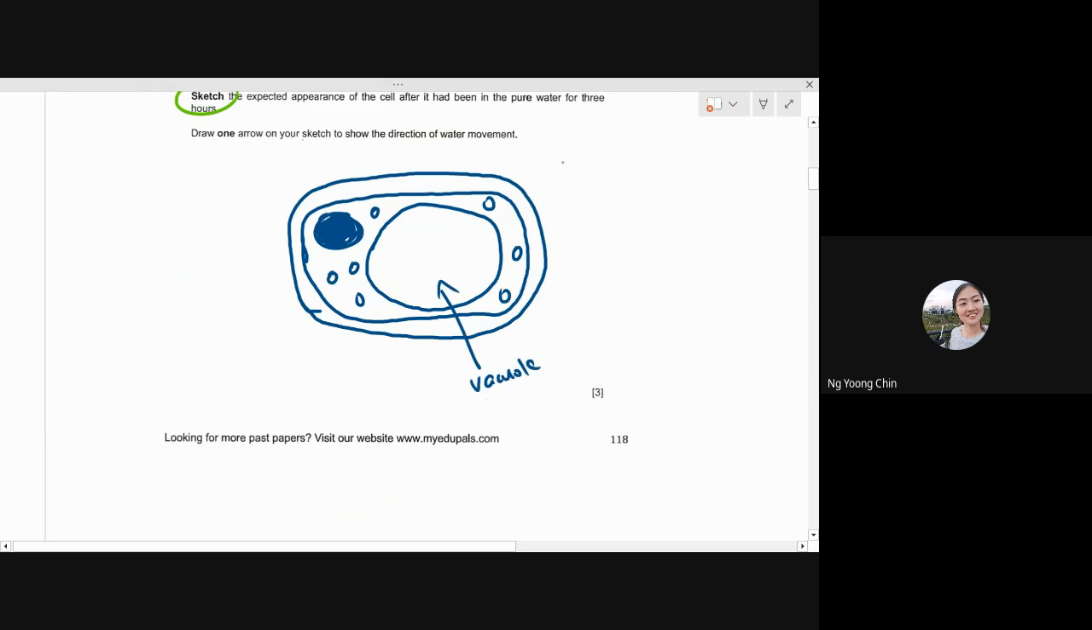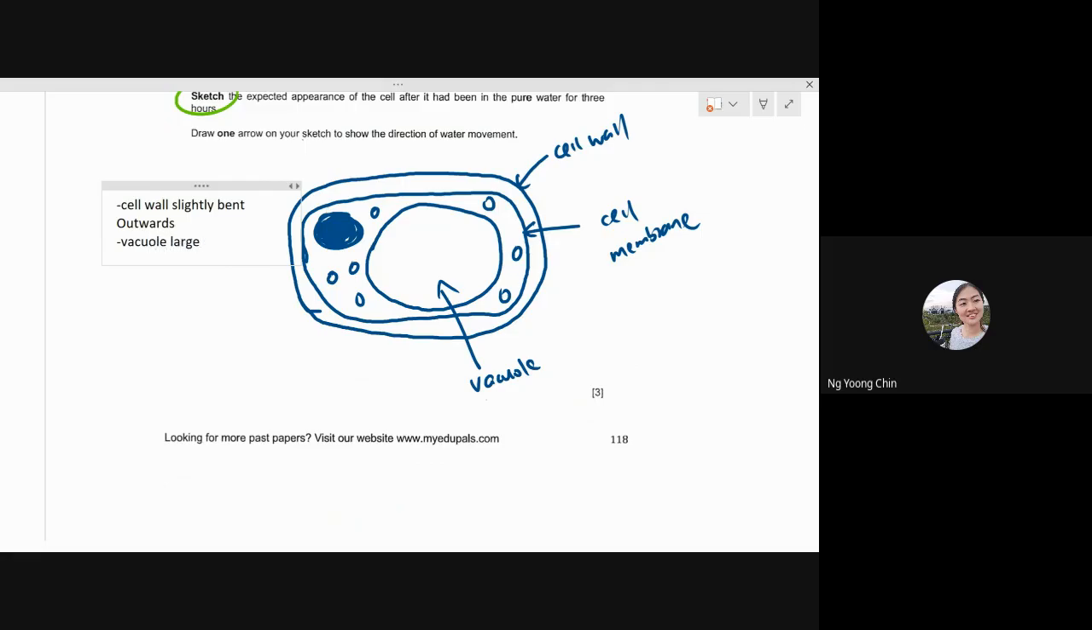Okay, then this is the cell wall. Then this is the cell membrane. And then, yeah, that's all. Okay, the most important thing you should draw is the cell wall slightly bent outwards. You can see that your cell wall is slightly bent outwards. And then the vacuole is large, a very large centralized vacuole, so big.